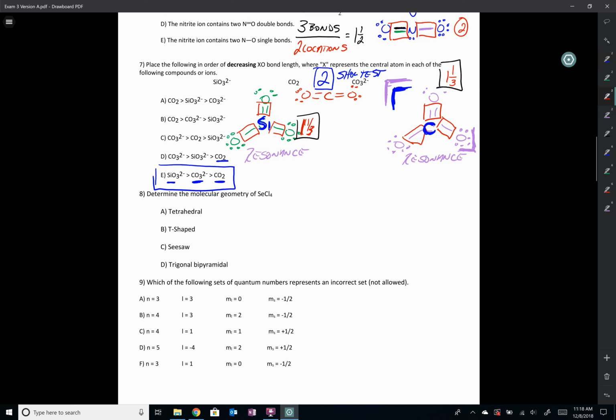To know the molecular geometry, you have to draw the Lewis structure. Selenium has 6 valence electrons. We have 4 chlorines that each have 7, so a total of 28. From there, for a total of 34 electrons. That's step 1, our valence electrons. Step 2 is our skeletal structure.